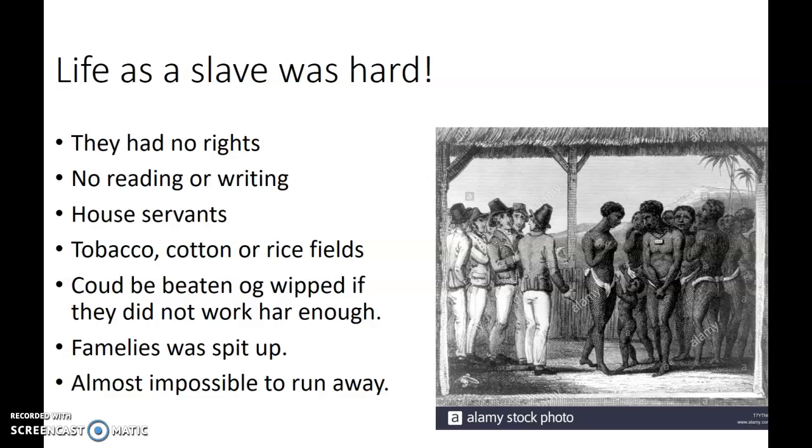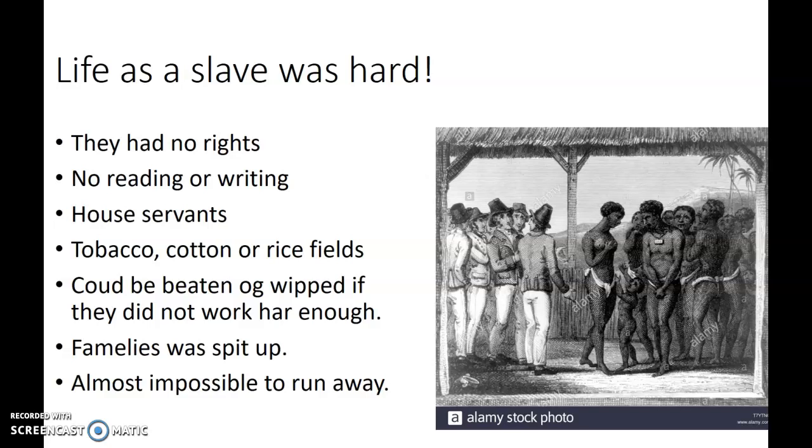The slaves could be beaten or whipped if they did not work hard enough. If one of the slaves was sick one day and could not work as hard, they could be whipped, punished, or, you can just think of the most imaginable punishments they could use. But maybe the worst thing was that families could be split up.